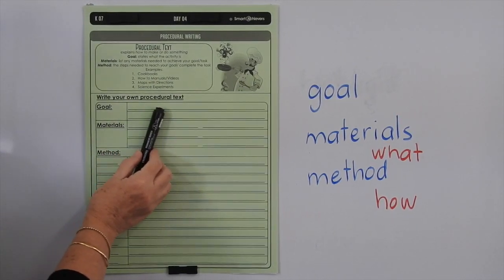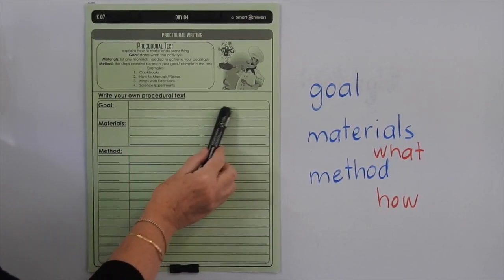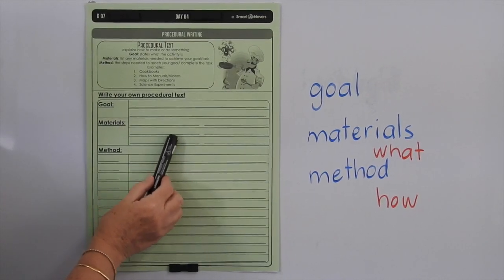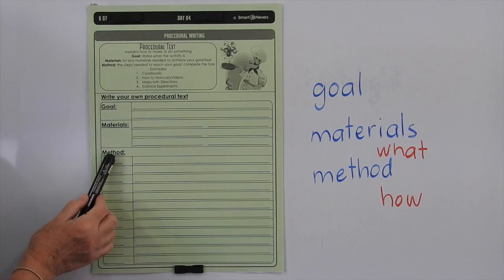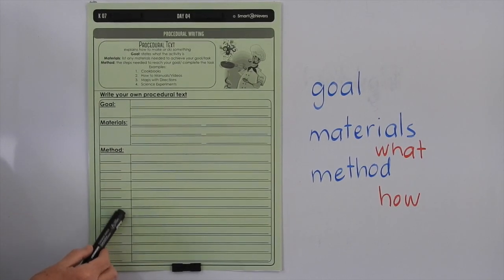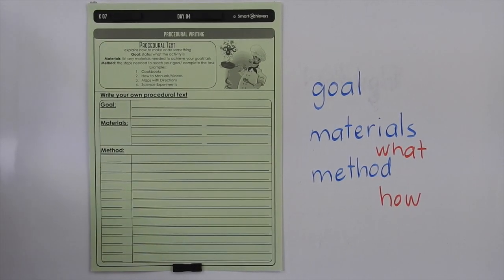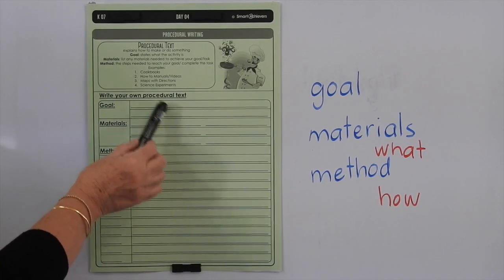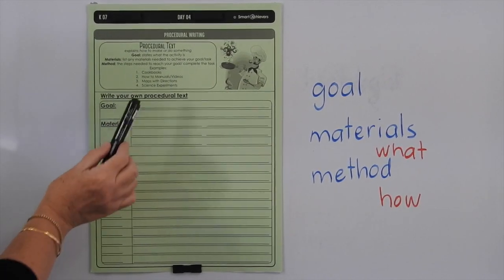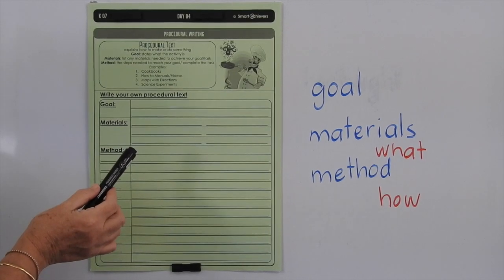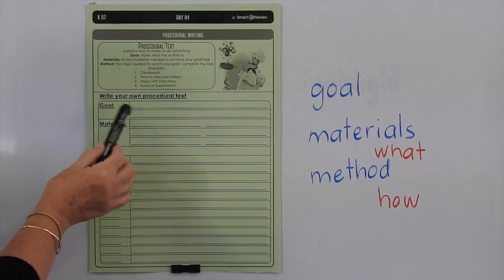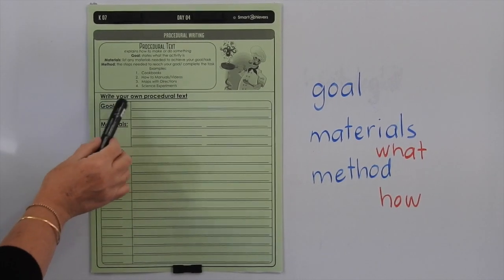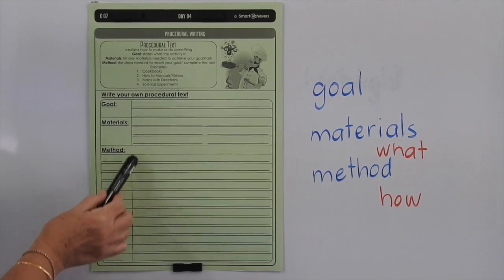So your goal is what the activity is. The materials have to be listed so you can prepare yourself before the activity, and then the method, the steps that you have to take to complete the activity. You can fill all of that in. You can choose whatever you like to do. It might be how to play a game, how to fold some origami into a chatterbox or a cat or something. You can choose whatever your goal is and then work out the materials and the method.